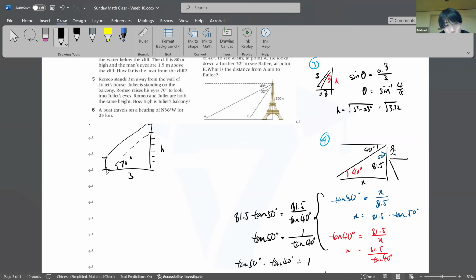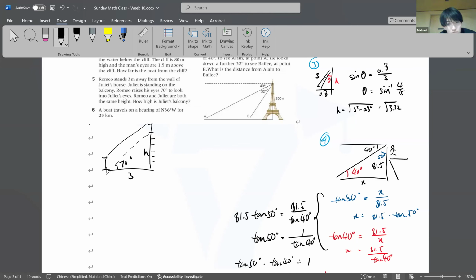All right, so what is the height here? You've got tan 70 equals opposite over adjacent. So opposite is 3 times tan 70. Does everyone get the same thing? 3 times tan 70? Yeah. Cool. And for the Eiffel Tower one, as I said, figure out AO first.